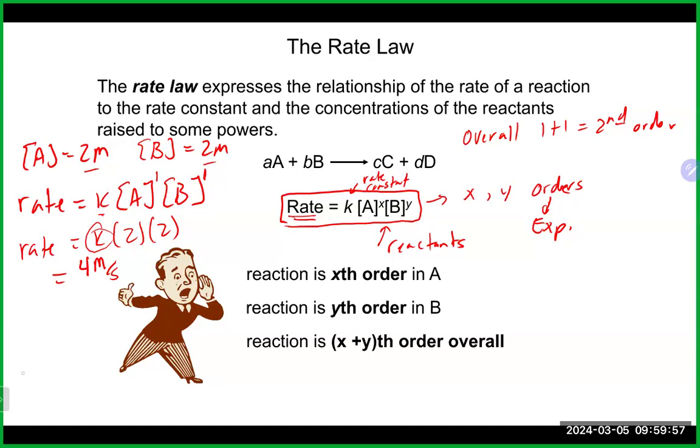So for example, here, if we did that, the rate would equal k times 2. And now I'm going to increase my concentration of B to 4. This will now essentially give me a rate of 8 molar per second. I doubled the concentration of B, and the rate actually did what? It doubled as well, yeah?